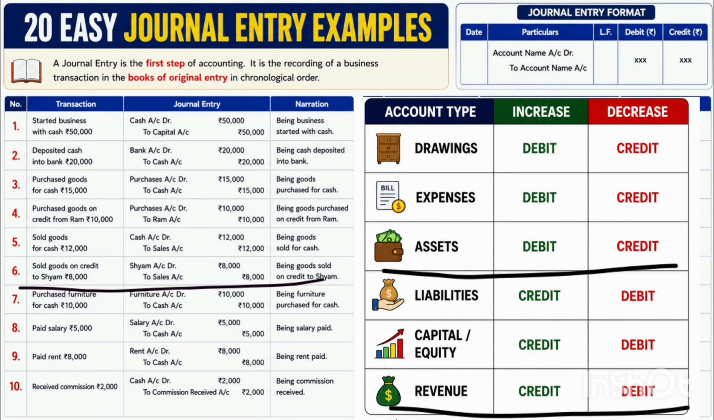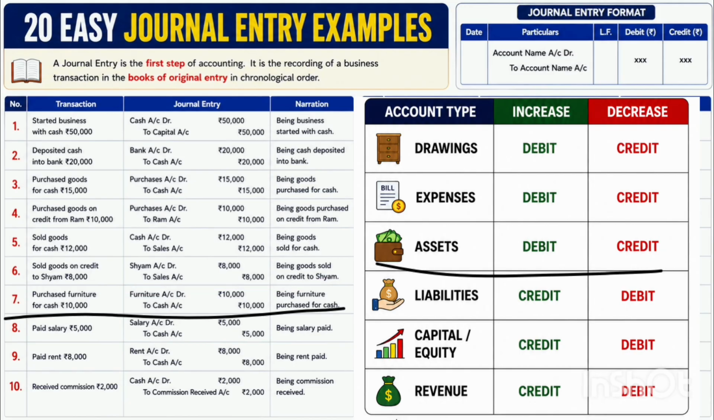Whenever we are going to receive money in the future, it will be an asset, and whenever we have to give the money in the future, it will be a liability. So Sham will be our debtor. So debtors is an asset, and whenever our asset is getting increased, we have to debit it. And the sales again, it is an income, so we have to record it in the credit side. So what will be the entry? Sham account debit to sales account.